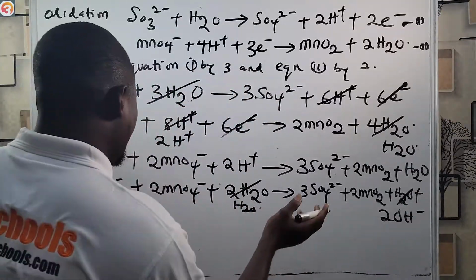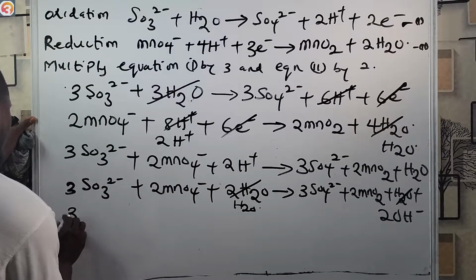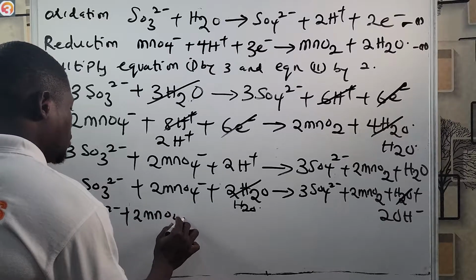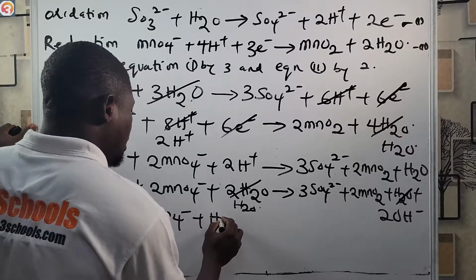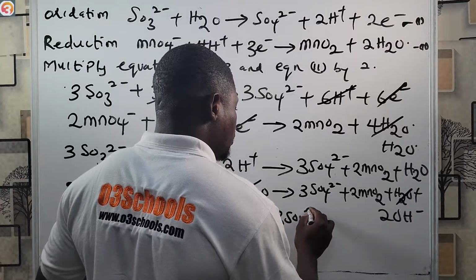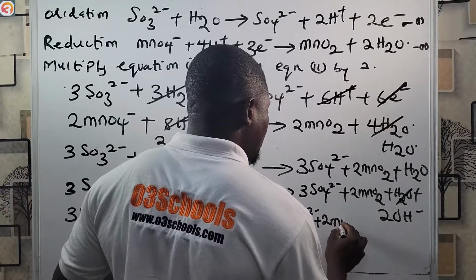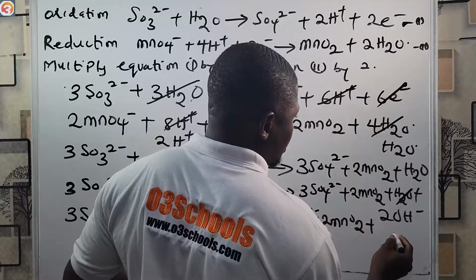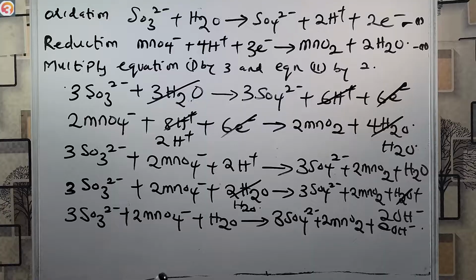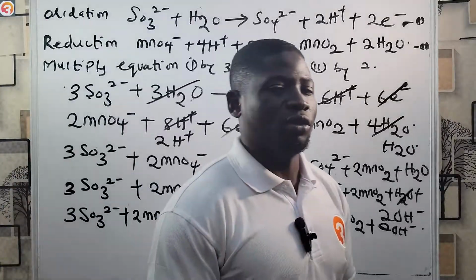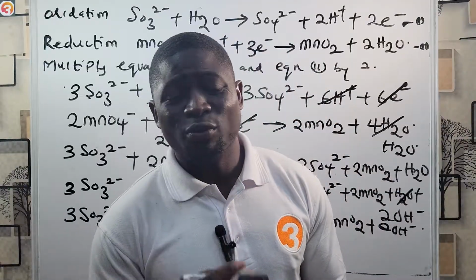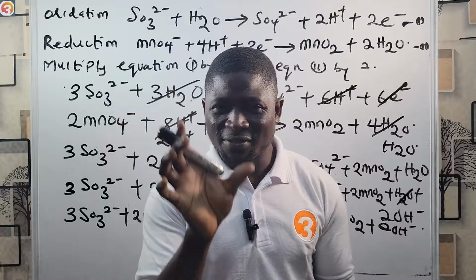So now our final equation in the basic solution is 3SO3 2- plus 2MnO4- plus H2O equals 3SO4 2- plus 2MnO2 plus 2OH-. This will be our balanced equation in the basic solution. Very, very easy steps. You just need to understand how these questions work, how this process flow happens.